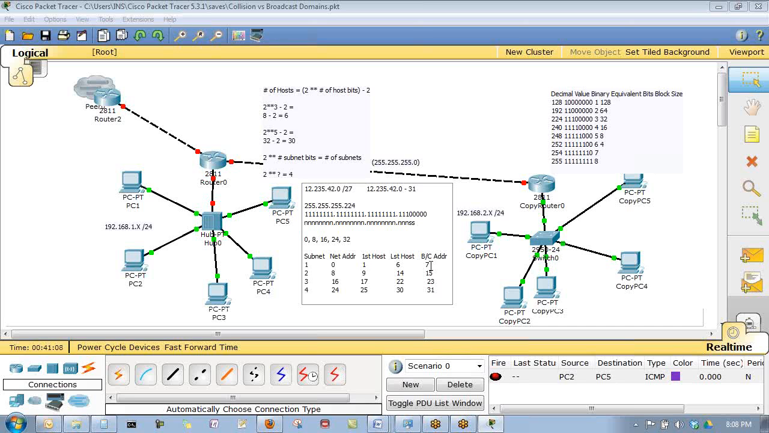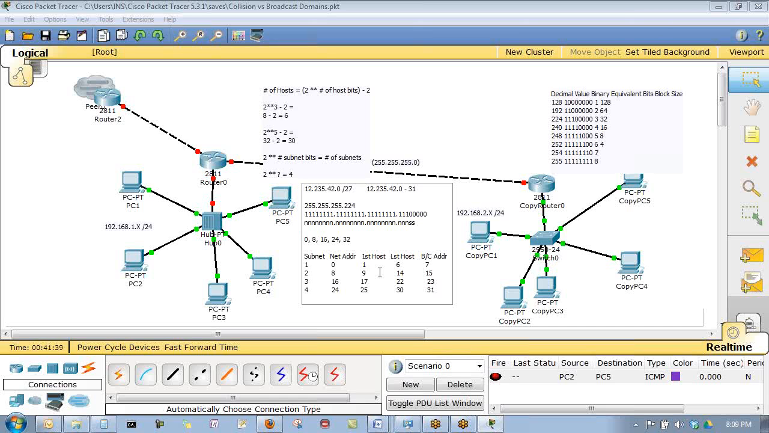Okay? Now, take a look at this. Between my first host, number 1, and my last host, number 6, how many host addresses do I have for my first subnet? 5? 1, 2, 3, 4, 5, 6. I've got 6. In fact, every one of my subnets has 6 addresses.